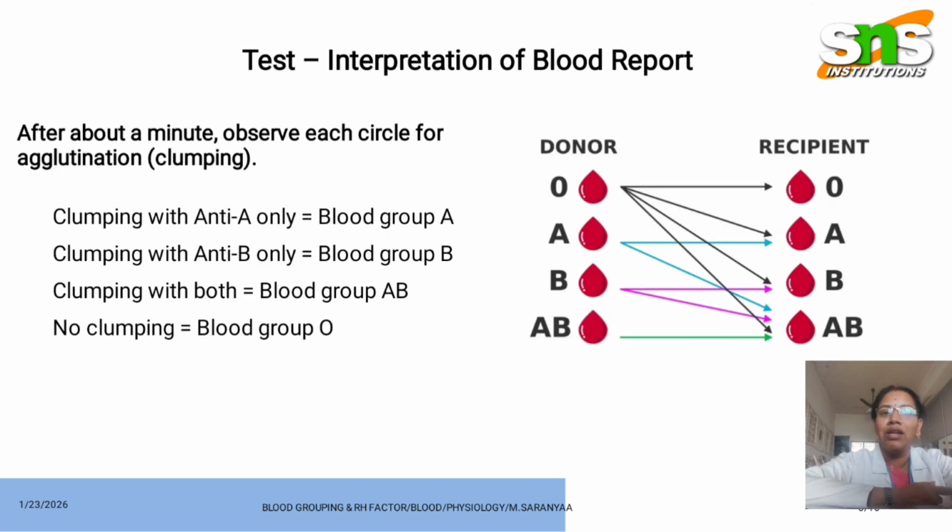Clumping with A only, the blood group is called A. Clumping with B only, the blood group is called B. Clumping with both, it is called AB blood group. If there is no clumping at all in any of the 3 forms, it is called O blood group. You can understand how it is happening.